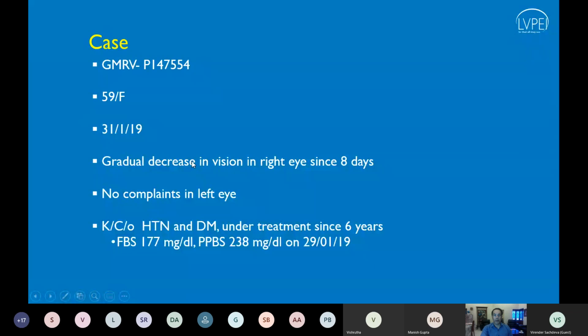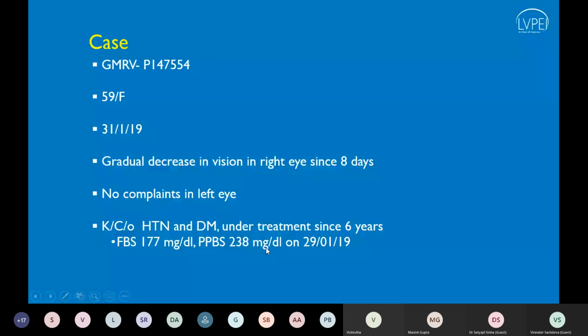So let's see the history of this patient. It's a 59 years old lady who presented to us with gradual decrease in vision in right eye for 8 days. There was no visual complaint in the left eye. Importantly, the patient was non-diabetic and hypertensive, and she was on treatment for last 6 years. The recently available records of her blood sugar showed that they were fluctuating a bit. Fasting was 177, postprandial was 238.